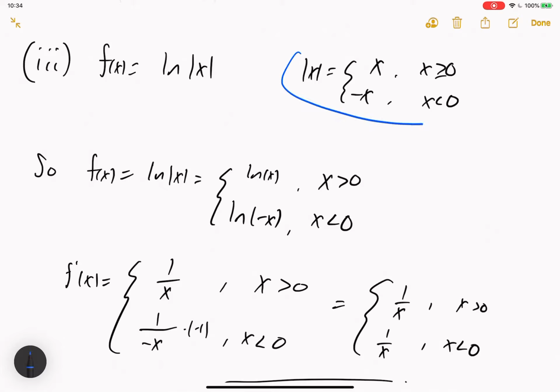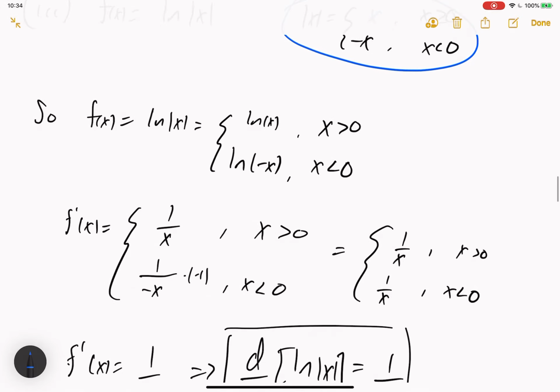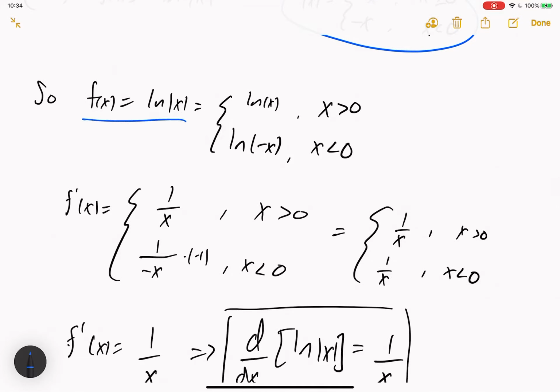And remember, this is how we define the absolute value of x. It's equal to itself if it's positive. If it's negative, then it's the negative version of itself. So what that tells us about f of x is that ln of the absolute value of x is just equal to ln of x when x is greater than 0. But if x is less than 0, what we get is ln of negative x. So keep this in mind when we find the derivative.